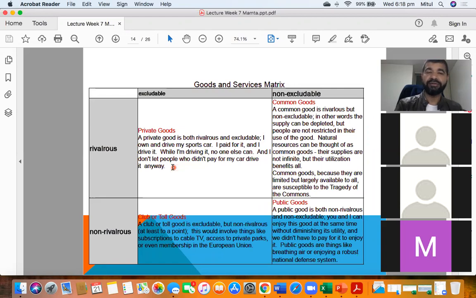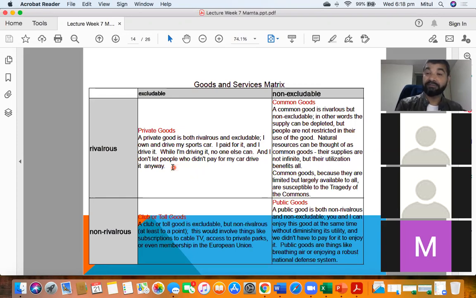Club goods or toll goods. These are non-rivalrous but also excludable. Okay? You can exclude people who are not a member of this club. Only a member can use it. Now, how is it non-rivalrous? It is not going to reduce in numbers. That's why it is non-rivalrous.